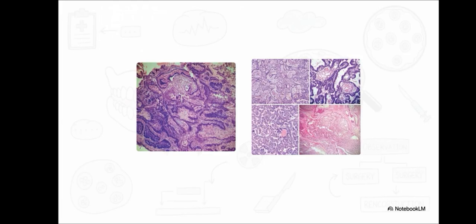Now, jump over to the images on the right, showcasing the plexiform and acanthomatous variations. In the plexiform type, instead of those discrete islands, you see irregular masses or this complex network of interconnecting strands of cells. It's a completely different architectural pattern.